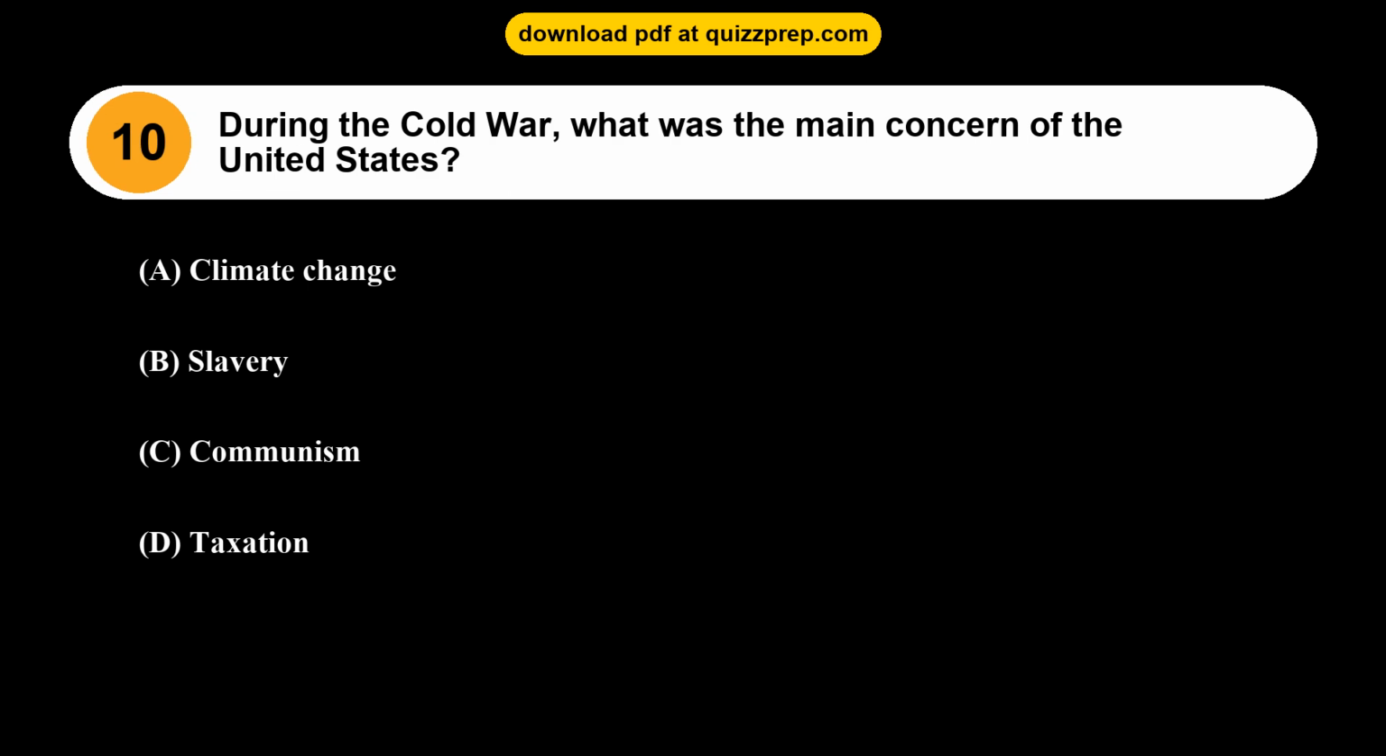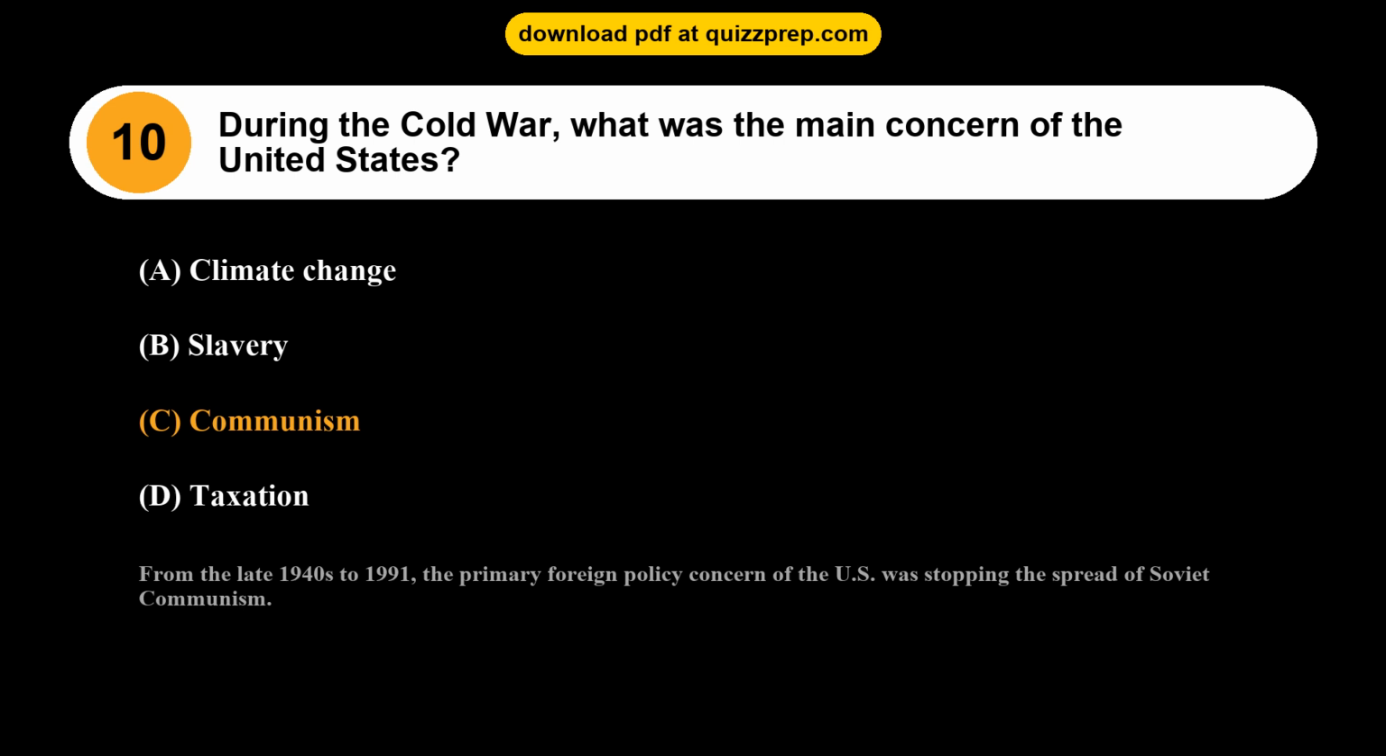Question 10. During the Cold War, what was the main concern of the United States? Option A, climate change. Option B, slavery. Option C, communism. Option D, taxation. The correct answer is option C, communism. From the late 1940s to 1991, the primary foreign policy concern of the U.S. was stopping the spread of Soviet communism.